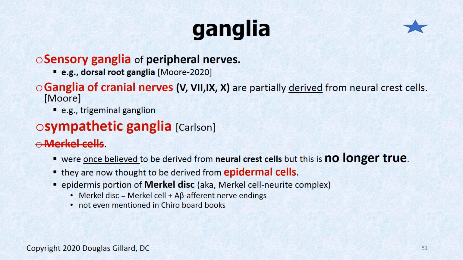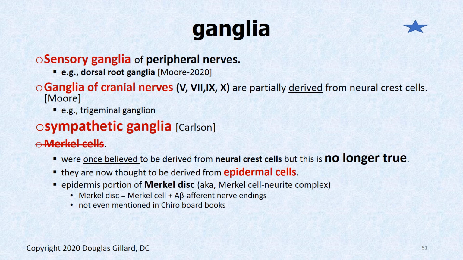The ganglia of cranial nerves, like the Gasserian ganglia, aka semilunar ganglia, aka trigeminal ganglia, pops into my mind. Those are all formed from neural crest cells.